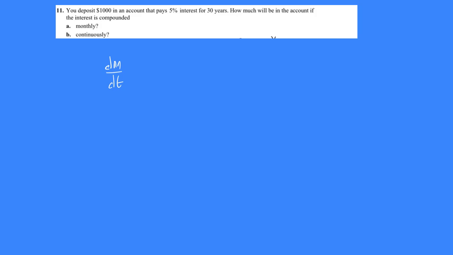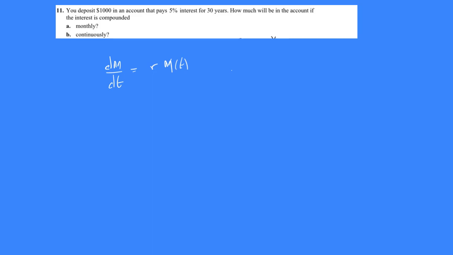So we need to solve this equation now. What happens if the slope of your money is proportional, let's put an R, proportional to the amount of money that you have? What happens when the slope is proportional?